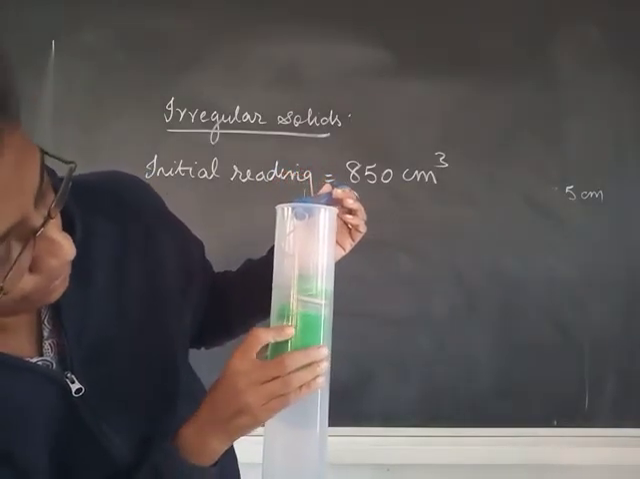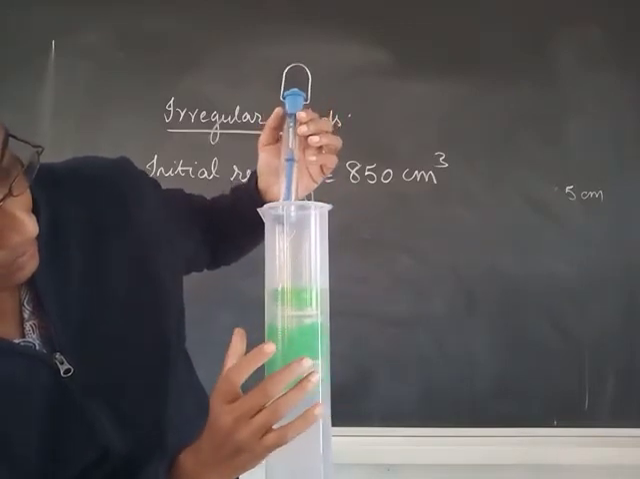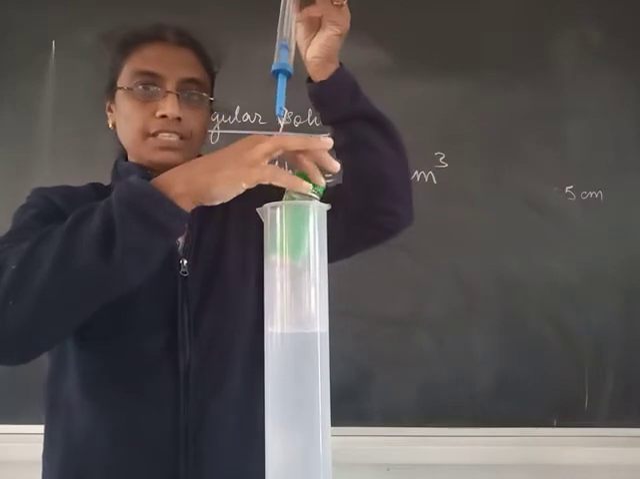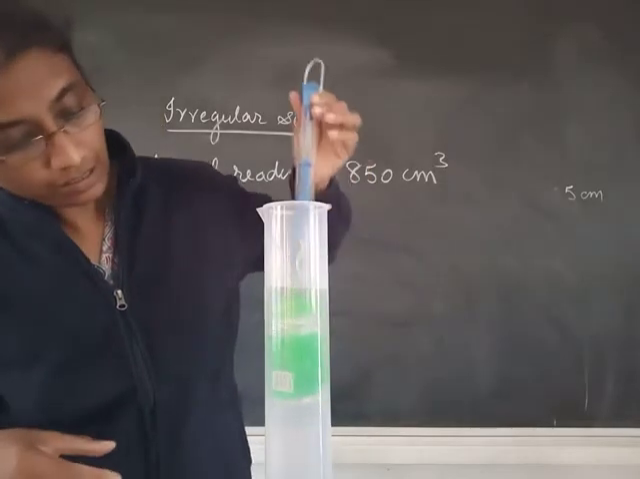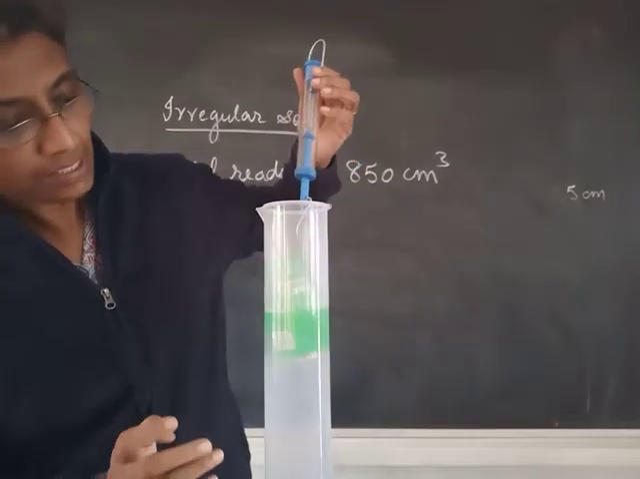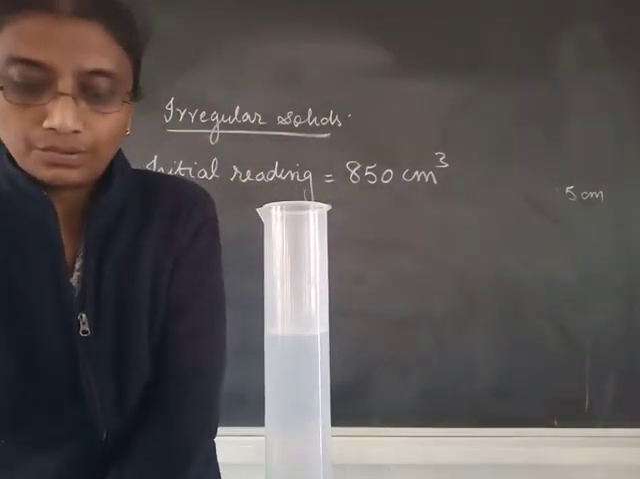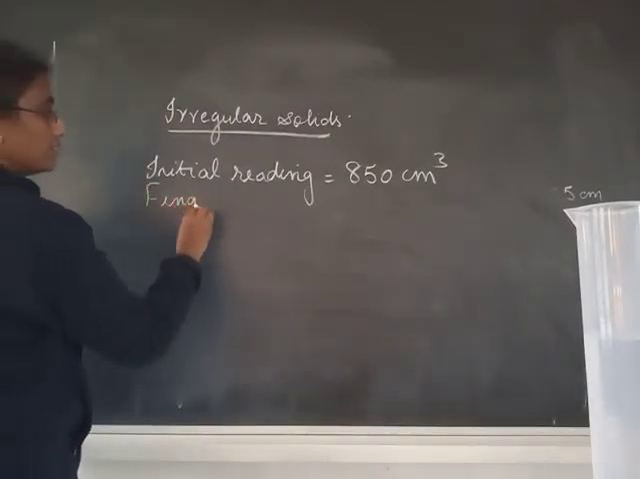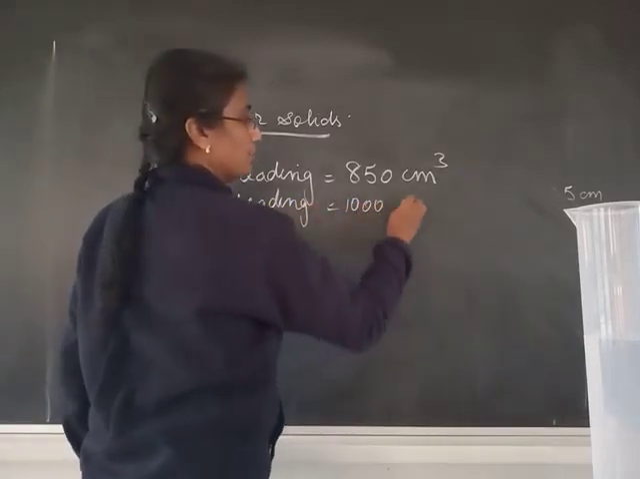So it's nearly 1000. It's 1000 centimeter cubed. When it was not inserted, it was 850. When I inserted it, it is showing 1000 centimeter cubed. So the final reading of this is 1000 centimeter cubed.